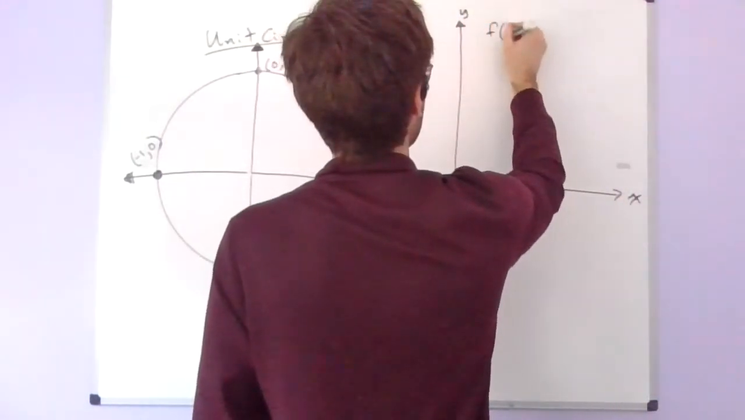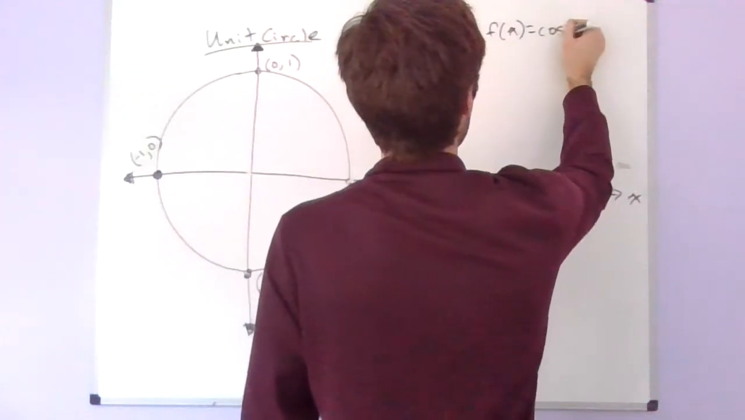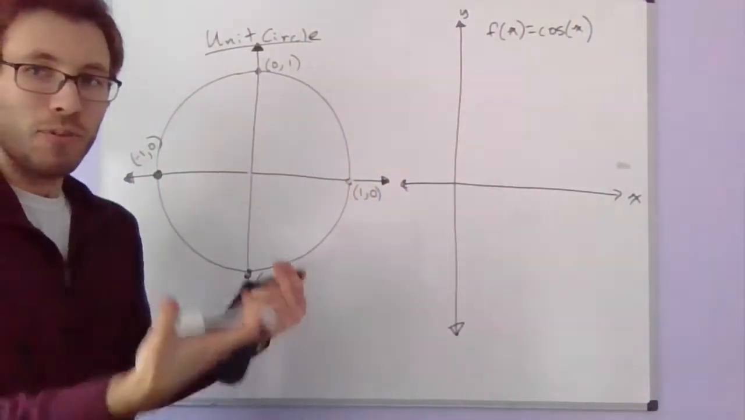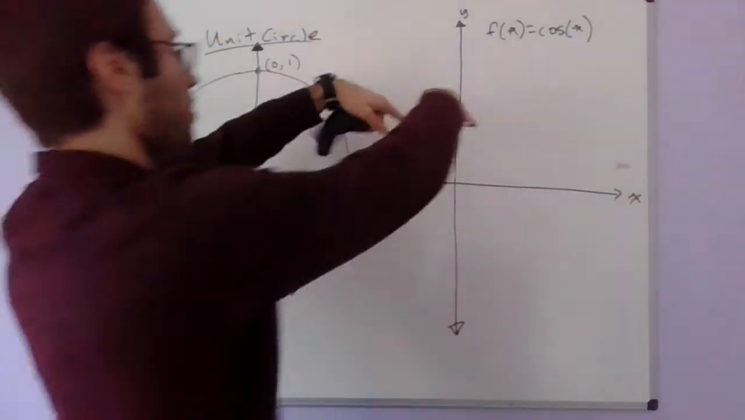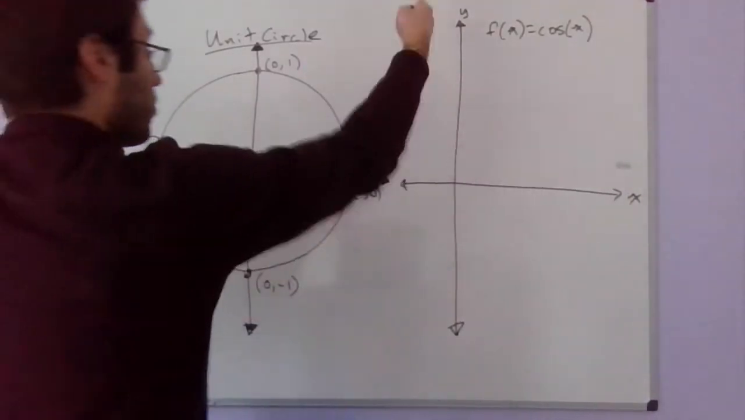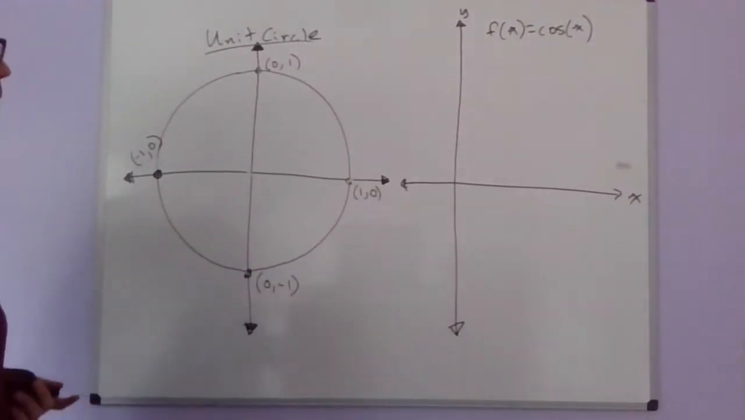Okay, so if we're going to try and plot f of x equals cosine x, cosine x is a little more tricky. It is symmetric looking, which is a nice aspect of it. Symmetric meaning it's the same thing on both sides with respect to that line. I'll show you what I mean by that.